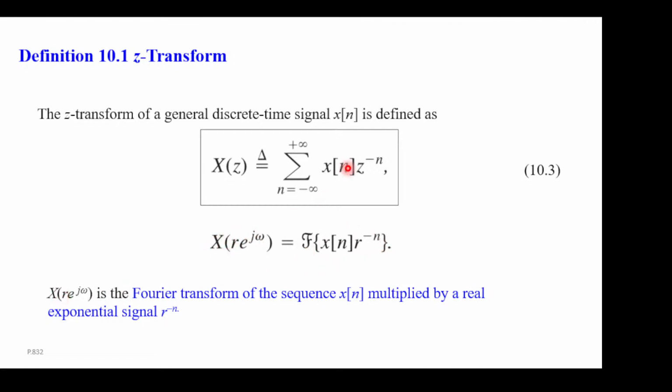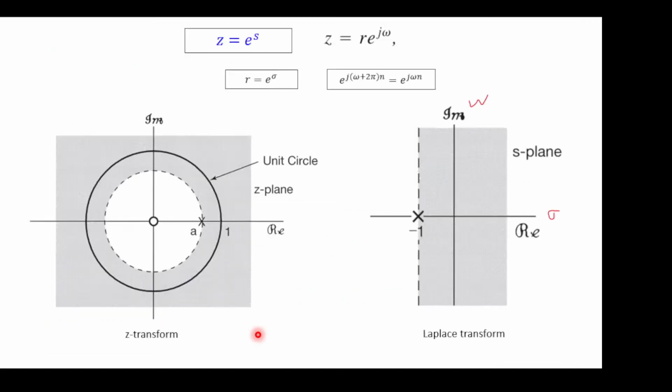Find out that if you pick z equal to r times e to the j omega, and fix r, then it's just a Fourier transform of a different signal, the signal x[n] times r to the minus n. Okay, and we can compare the z transform to the Laplace transform a little bit.